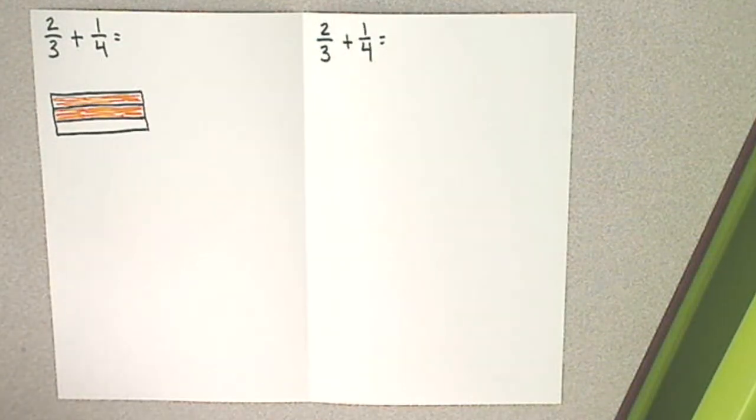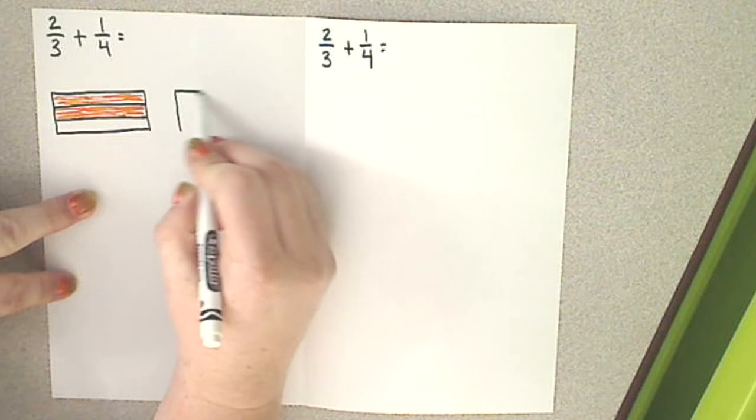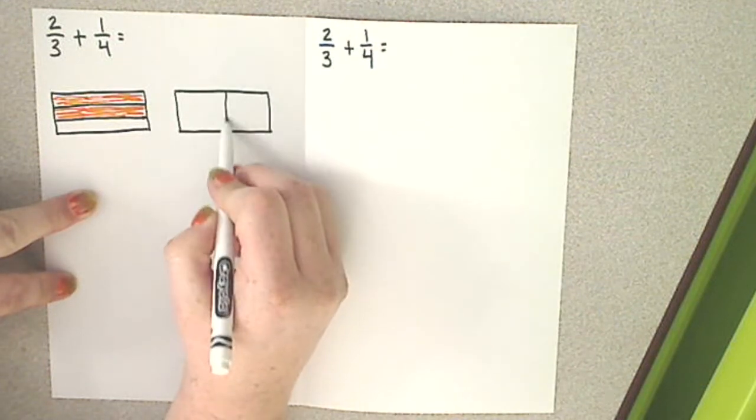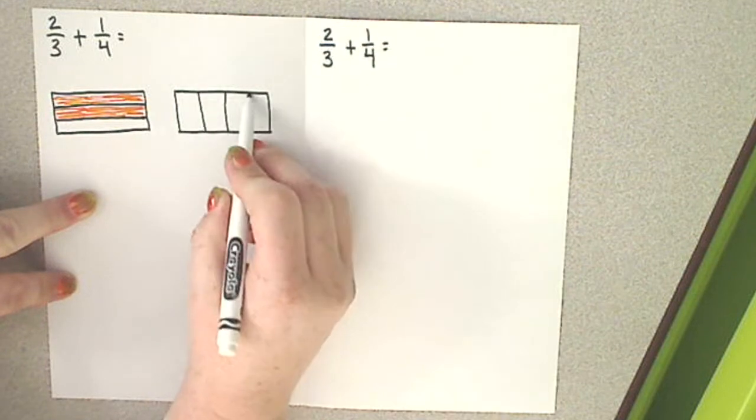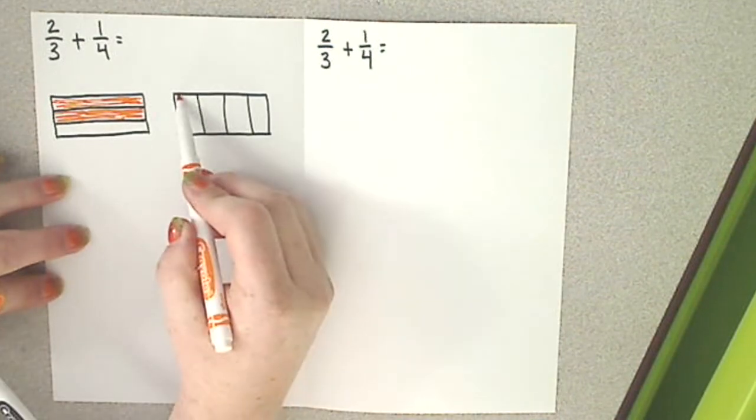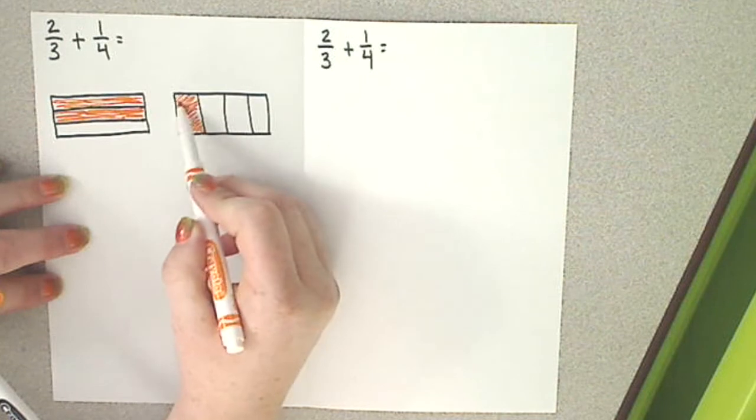Okay. Now I am going to draw 1/4, but I'm going to draw these vertically. So there's 1/4, so halves and fourths. And I'm going to shade one of them.